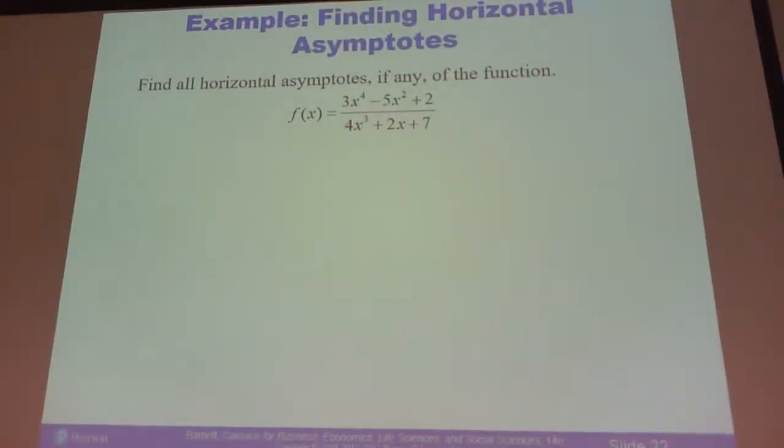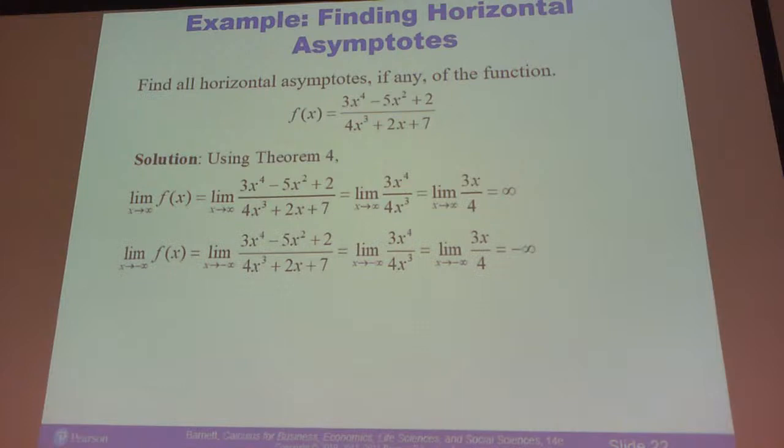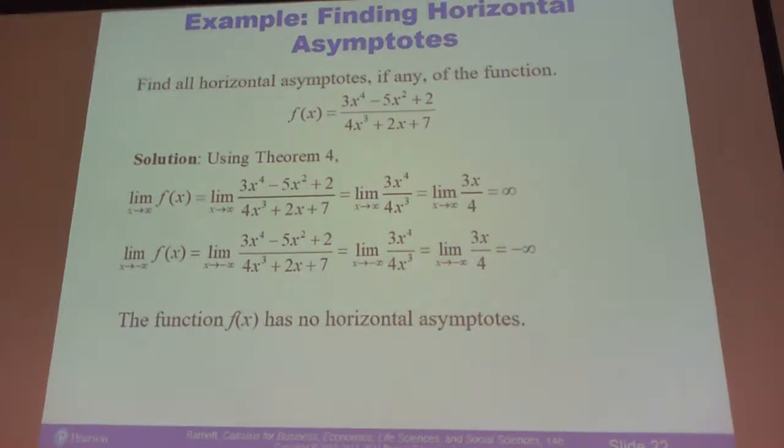So for this one, see if you remember, are there any horizontal asymptotes? If I had f of x equals 3x to the 4 minus 5x squared plus 2 over 4x cubed plus 2x plus 7, will there be a horizontal asymptote, yes or no? No. Why? The degree of the numerator is larger than the degree of the denominator. No horizontal asymptotes.